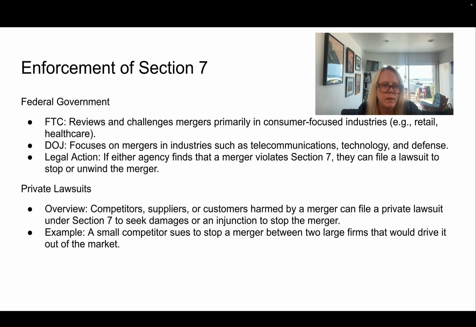So we talked about enforcement. Section 7 is enforced by the FTC, who reviews and challenges mergers primarily in consumer-focused industries such as retail and healthcare. The DOJ focuses on mergers in industries that tend to be regulated, like telecommunications, technology, and defense. If either agency finds that a merger violates Section 7, they can file a lawsuit to stop or unwind the merger. Also, private lawsuits can be filed by competitors, suppliers, or customers that are harmed by a merger, and they can seek damages or to stop the merger.